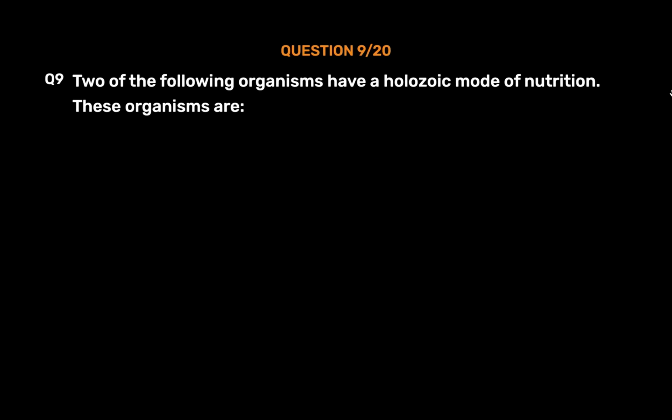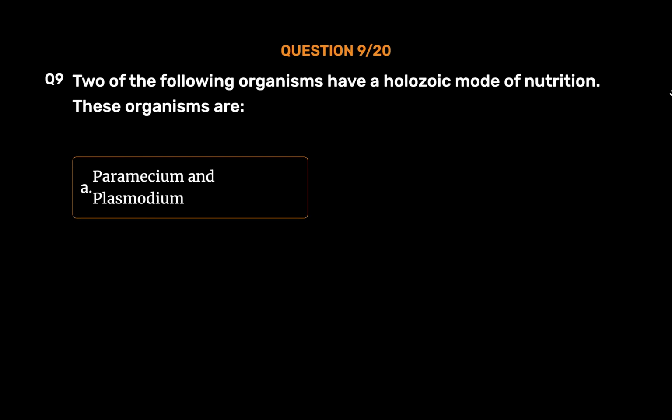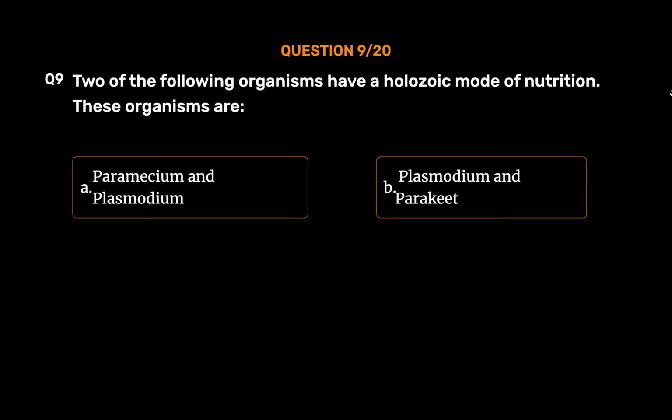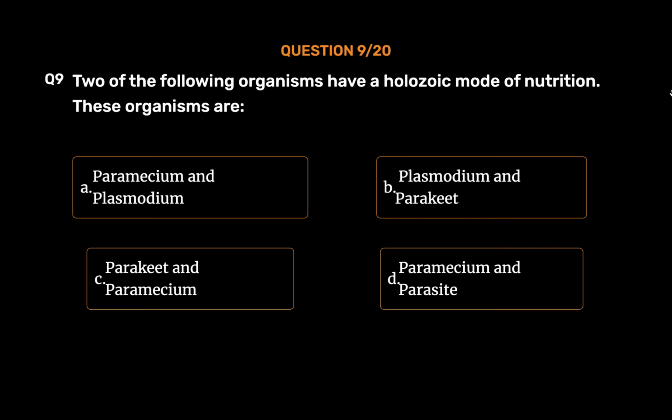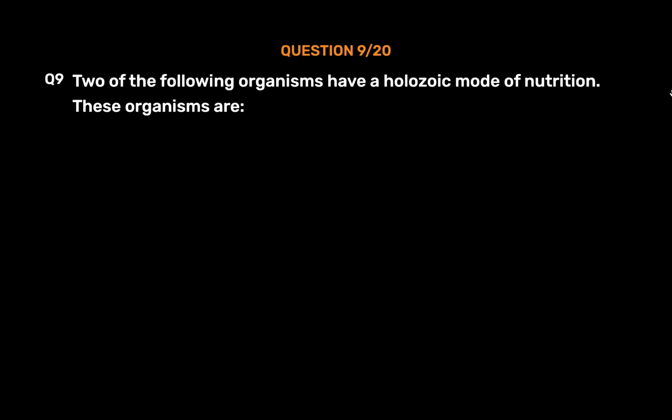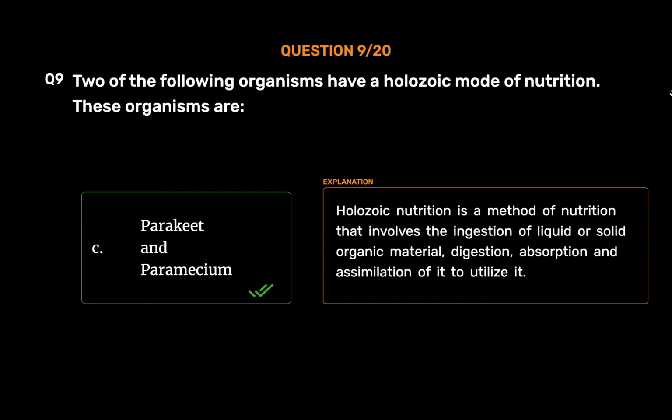Question number 9. Two of the following organisms have a holozoic mode of nutrition. These organisms are Option A. Paramecium and Plasmodium. Option B. Plasmodium and parakeet. Option C. Parakeet and Paramecium. Option D. Paramecium and parasite. The correct answer is Option C. Parakeet and Paramecium. Holozoic nutrition is a method of nutrition that involves the ingestion of liquid or solid organic material, digestion, absorption and assimilation of it to utilize it.